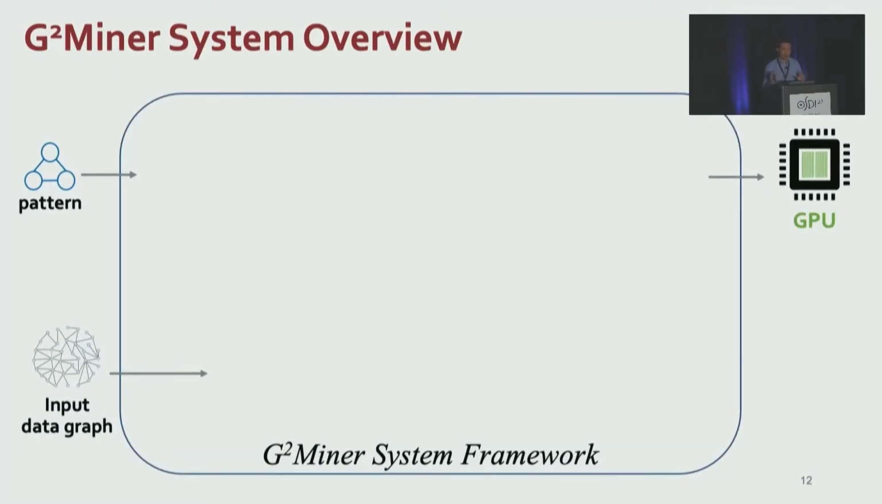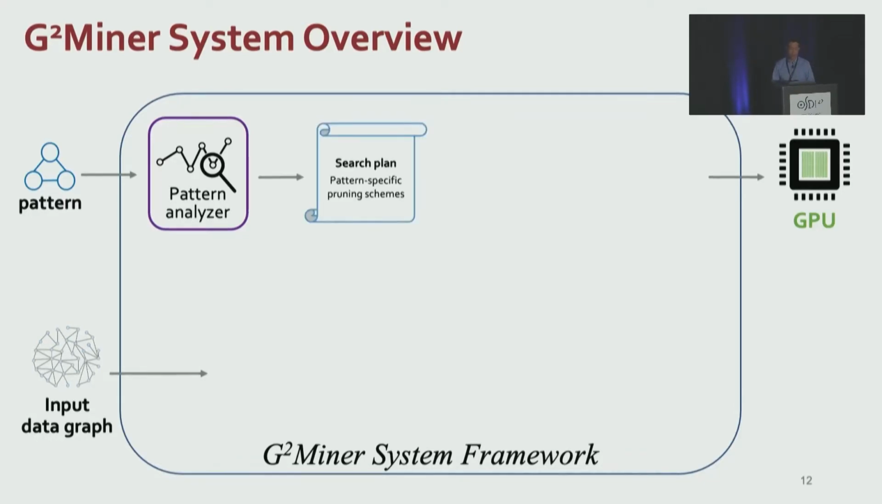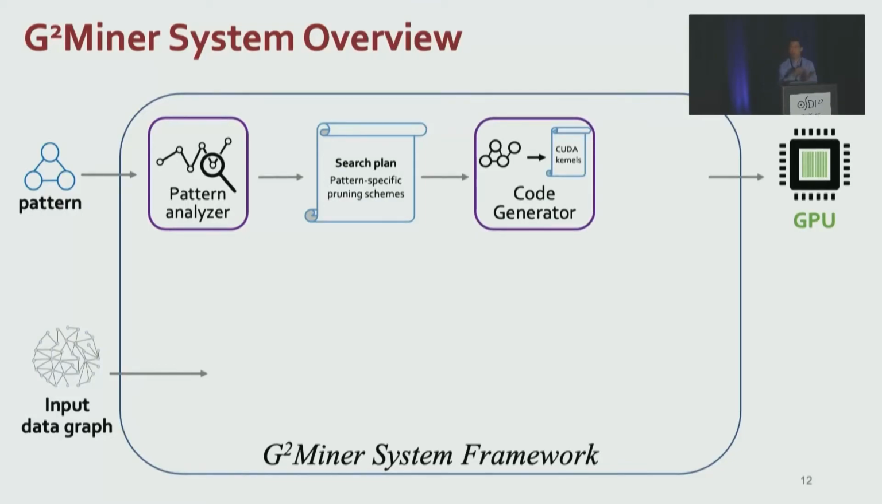So let's see how this information is made available in G2Miner. We have the user-defined pattern here, and we have an input data graph. We target the GPU. First of all, we have a pattern analyzer, which takes in the pattern, does analysis on it, and extracts useful pattern information out of it. It then generates a search plan, which contains the pattern-specific pruning scheme, such as the symmetry order.